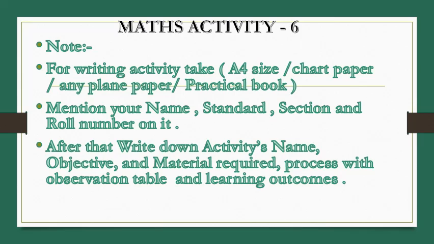Before starting the activity, you have to note down some important points. For writing an activity, you have to take A4 size paper, chart paper or any plain paper. Don't forget to mention your name, standard, section and roll number on it. After that, write down the activity's name, objective and material required. And then do the process. And then at the end, you have to write down the learning outcomes.